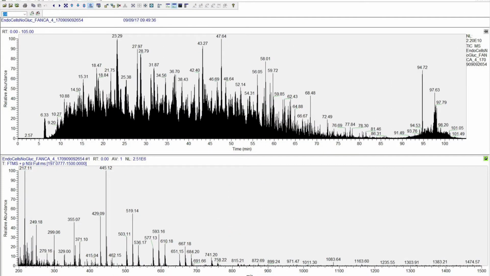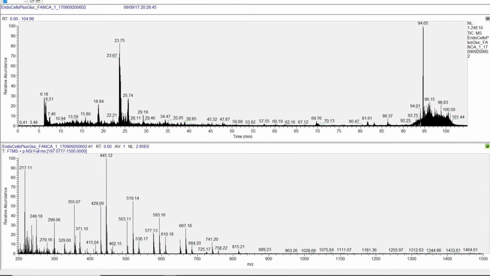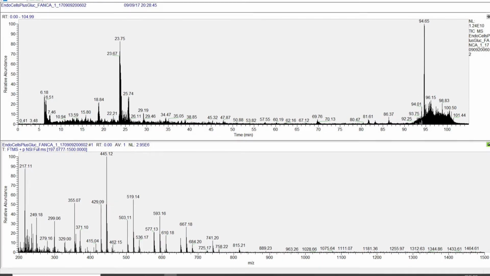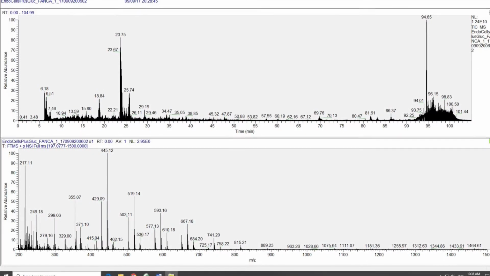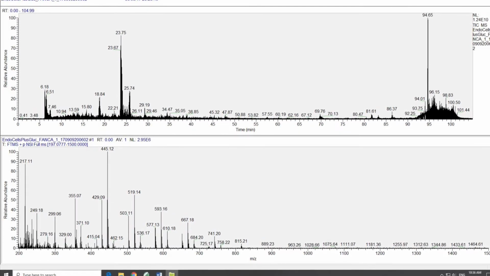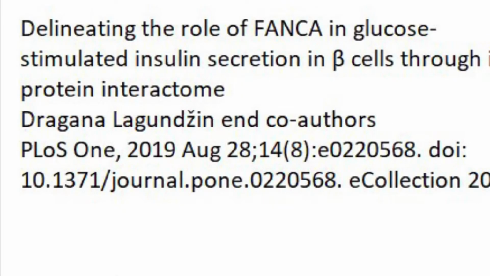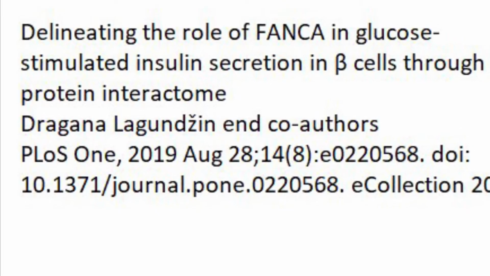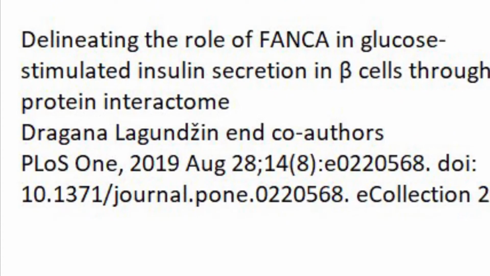So let's look at the raw data file. This is a chromatogram of a sample with a low or normal glucose level treatment. And then this one is whenever we treat it with 20 millimolar glucose, which is a high glucose. Look how big the difference is in these chromatograms. So it's not a surprise that we see such a big change in a network. The next cool step would be to do functional analysis. This is our paper that was published in PLOS One back in 2019.